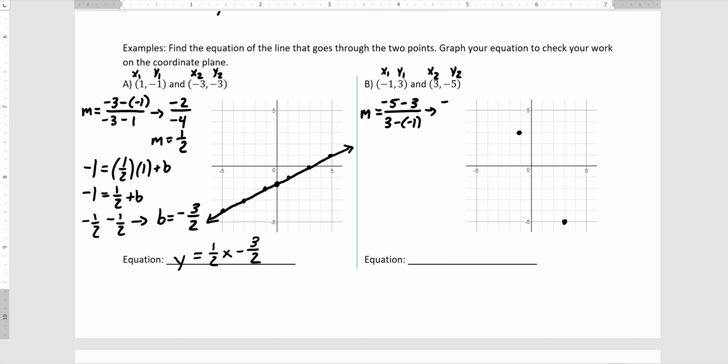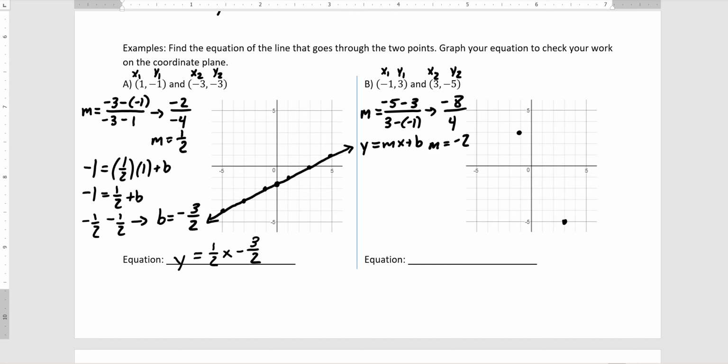Negative 5 minus 3 is negative 8. 3 minus negative 1 would become 3 plus 1, which is 4. Negative 8 divided by 4, we'd say that m equals negative 2. Now using y equals mx plus b, we can solve this out here.